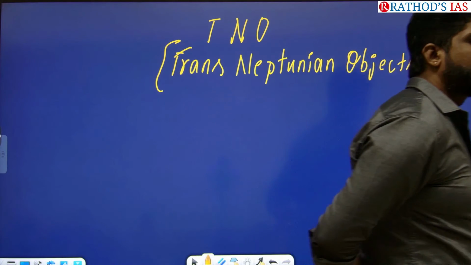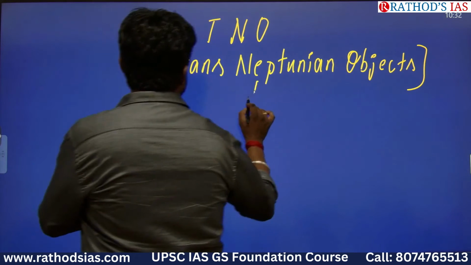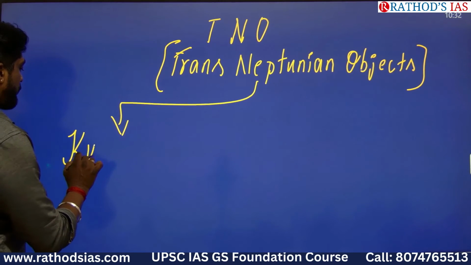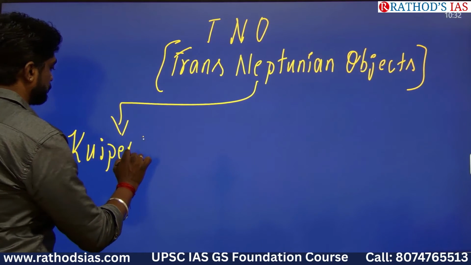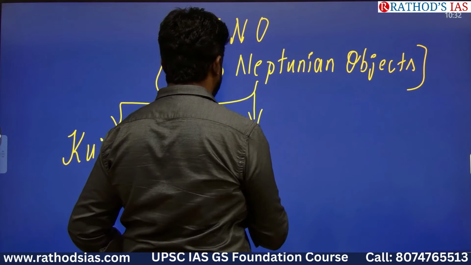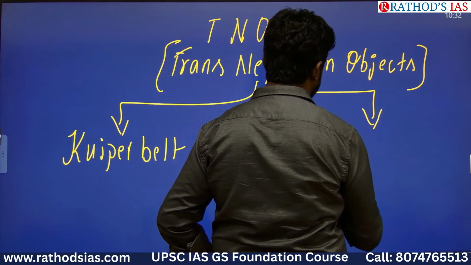So what is TNO? Trans-Neptunian. Trans means after, Neptune means Neptune. So after Neptune there are some objects. Those are called what? Trans-Neptunian objects. And TNOs include, number 1, Kuiper belt. Second, SDO. And the third region is called Oort cloud.